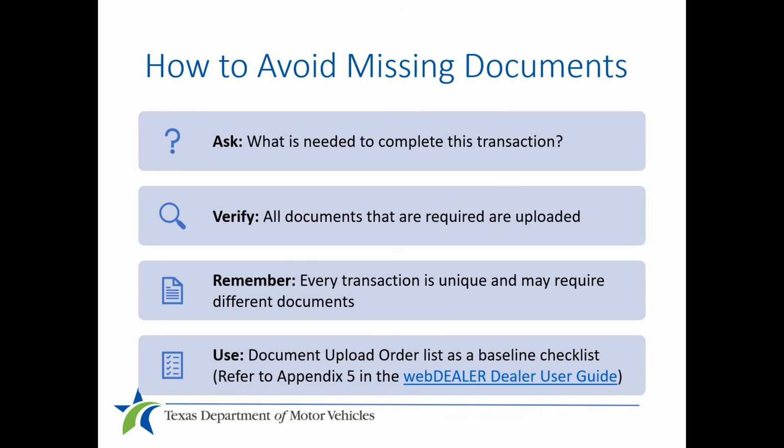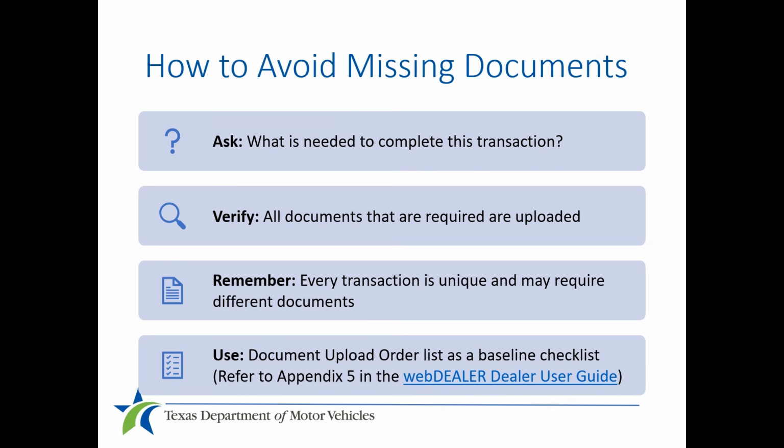Before submitting, pause and ask yourself, what documents does this transaction need to be complete? Every transaction is different, and the required documents will depend on the type of transaction. For example, if the 130U application shows a power of attorney signature, then the power of attorney document must also be included. If there is an odometer correction or another type of error, you will need a statement of fact. Remember, the county can only approve what they can see in the transaction.